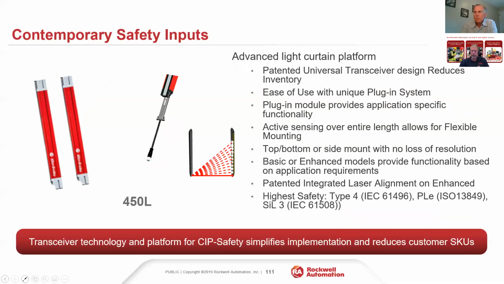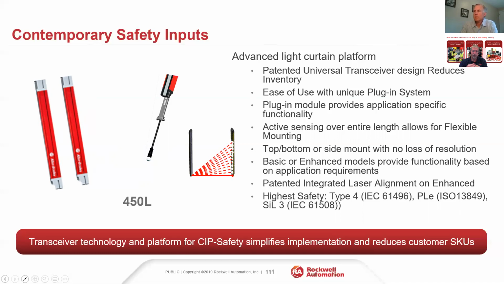Similar kind of concept here, where we look at old way, new way. This is the most contemporary light curtain solution. It actually has a transceiver stick instead of a transmitter stick and a receiver stick. The sticks are the same. They are a transceiver. They can be either a transmitter or a receiver. And the function of that light curtain is determined by the plug-in module that we plug into the bottom of that stick. Different solutions for a basic application versus an enhanced application.